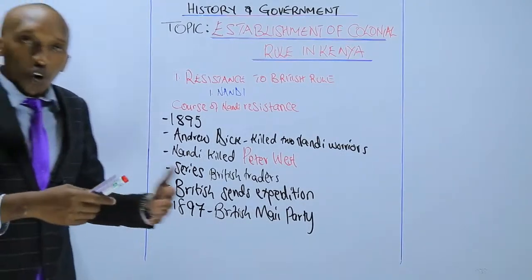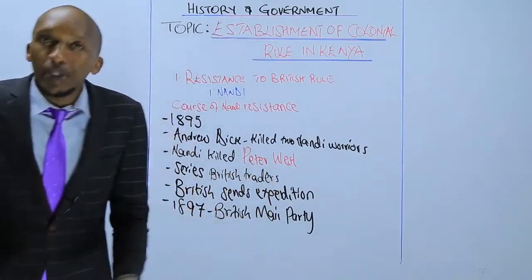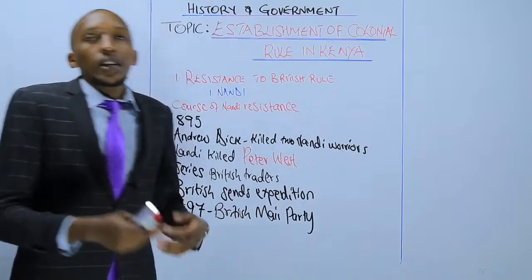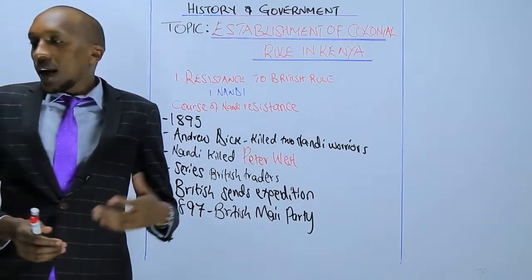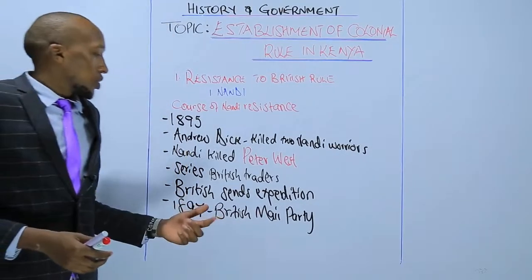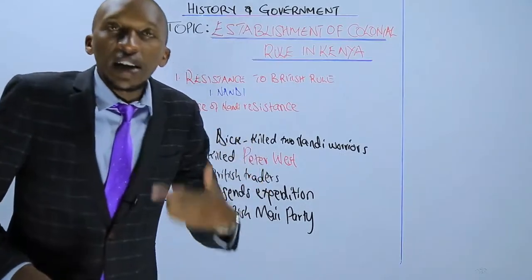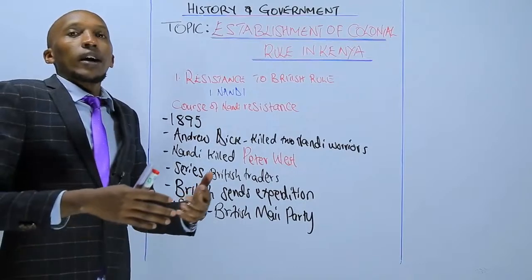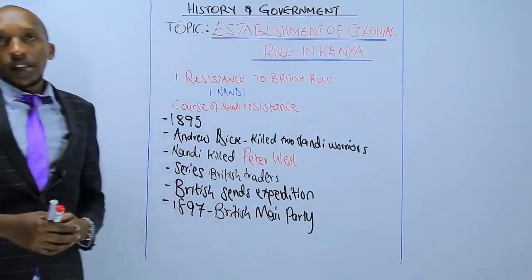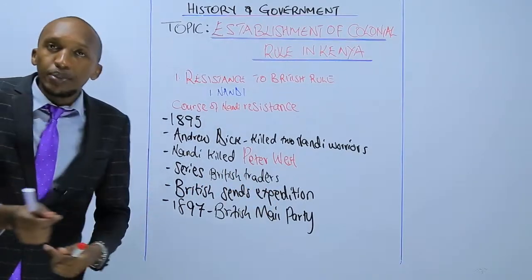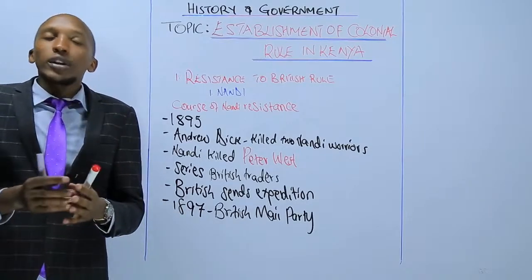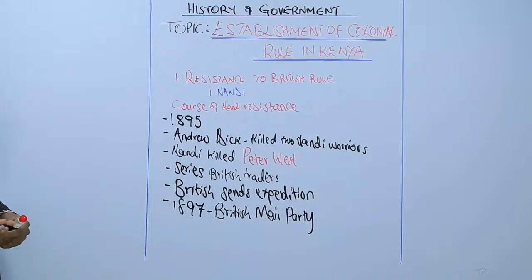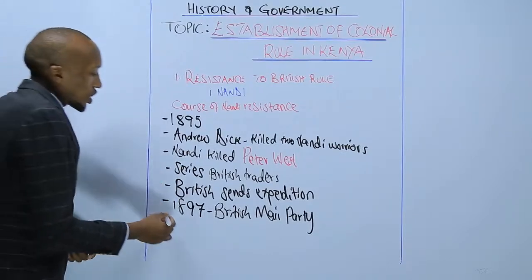And remember, this is their homeland. They understand their terrain better than the British. So they could easily attack and then go and hide against the British. So the British could not make a significant impact. They could not defeat the Nandi warriors. They would just attack them, and when they ran away, the British could not know what had happened.